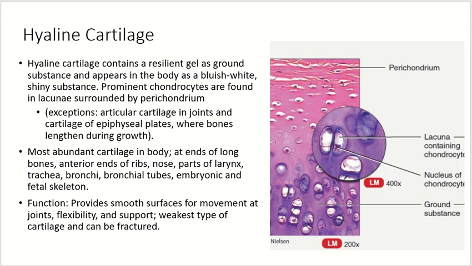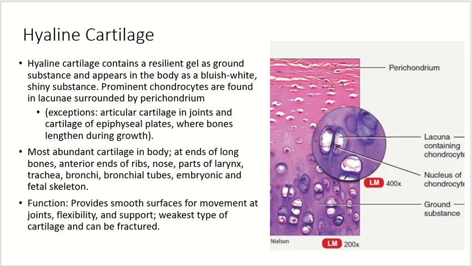Hyaline cartilage is going to be the most abundant type of cartilage that we have in the body, and this is going to be found at the end of long bones, the anterior end of ribs, as well as in your nose, that kind of hard part of your nose, as well as parts of the larynx, the trachea, as well as in the embryonic and fetal skeleton. This is going to provide the framework essentially for the development of bones when you're cooking inside mom still.